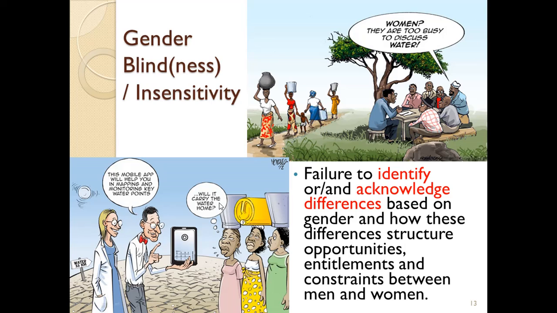But I like the way the response here is that we did carry the water home. Of course, while the evaluator is more interested in using his mobile app to help women map water sources, he is forgetting that even if the women map the water source, they are still challenged in getting to the water source to get the clean water. So that is all being gender insensitive and gender blind.